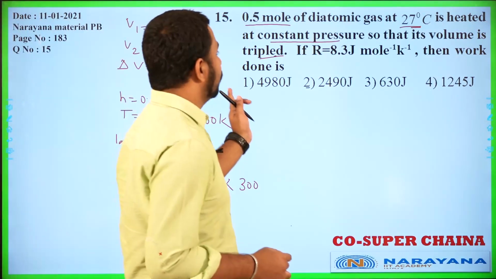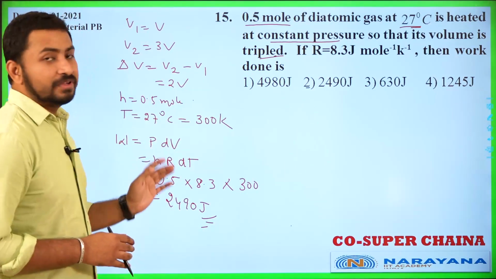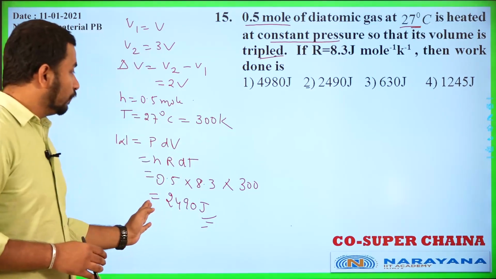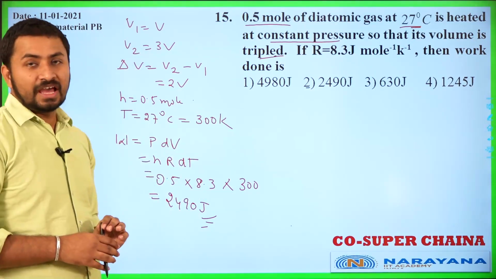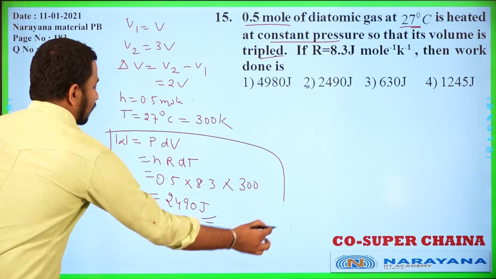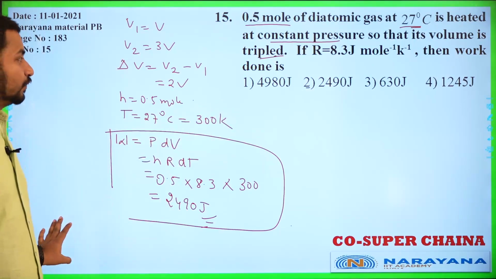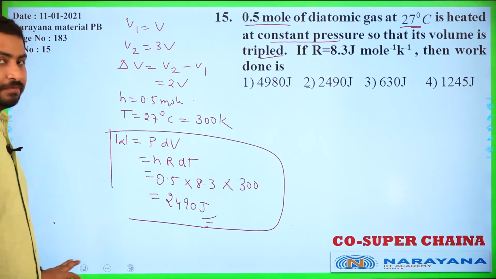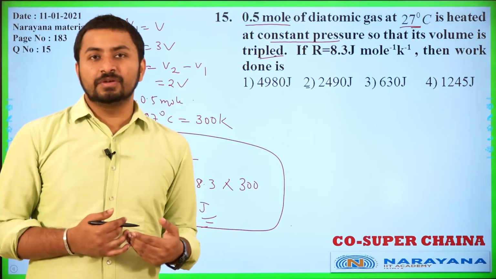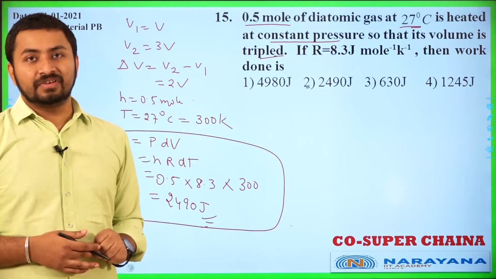So 0.5 mole of diatomic gas, when it is heated at constant pressure and the volume is tripled, we get the work done as 2490 joule. That will be the answer of this question. Here, the conversion we have done, we just applied carefully what was given to us. If you apply the first law of thermodynamics carefully with the proper sign, like when heat is given and when heat is absorbed, we'll get the correct answer according to the sign convention.